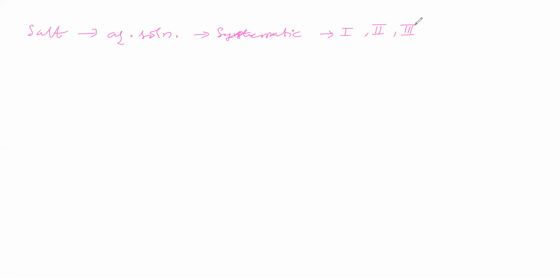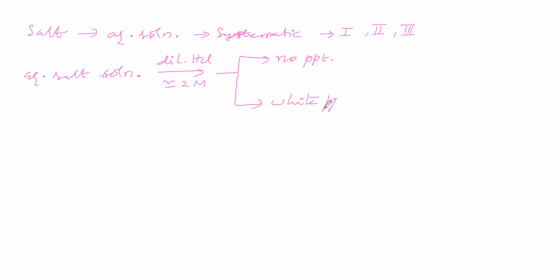As per the systematic manner, first we have to go for the first group analysis. We are taking an aqueous salt solution. To this we add the first group reagent, dilute HCl, which has a concentration of nearly 2 molar. Now there are two possibilities: either no precipitate, or we get a precipitate. In the first group we get a white precipitate.